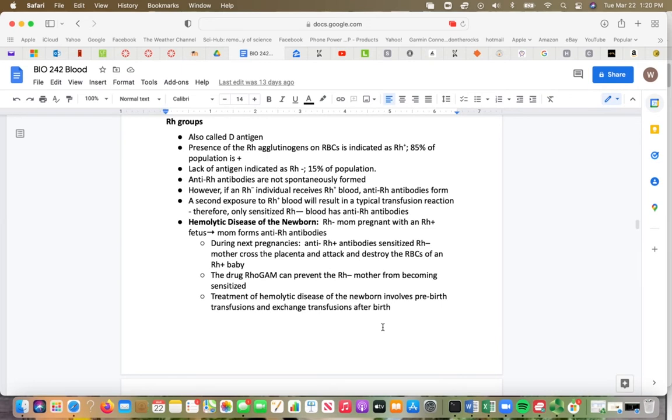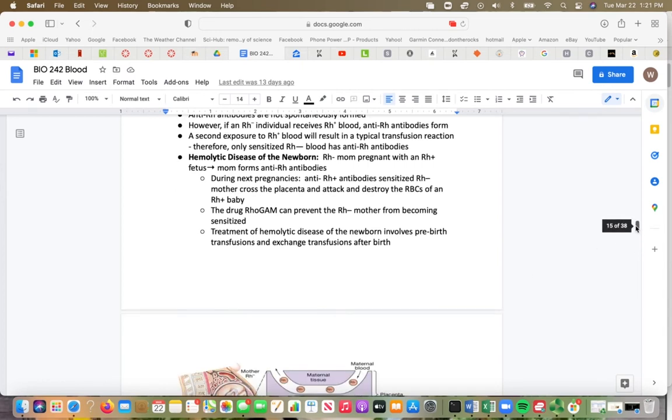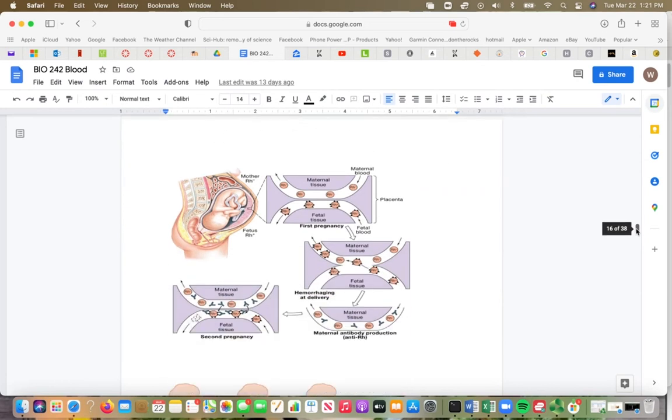So what they do is give the drug RhoGAM that will prevent the Rh negative mother from becoming sensitized. If this does happen, they try to treat the hemolytic disease of the newborn. It would sometimes take pre-birth transfusions and exchange transfusions. It's really not a position you want to have that baby in. So the RhoGAM injection is very helpful there.